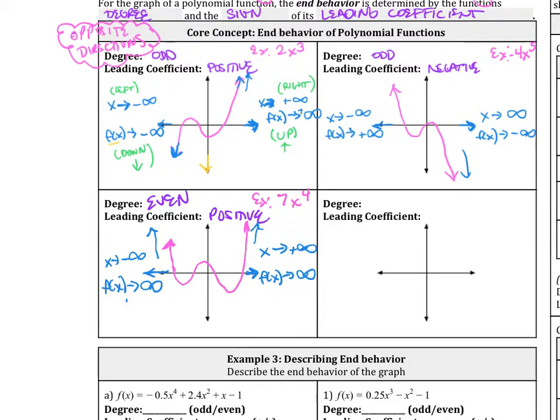Now, if the degree is still even, and the leading coefficient now is negative, I'll give us an example that hopefully we know really well. Let's say negative 6x squared. So even, and it's negative 6x squared, and so we kind of know what that graph looks like. So it's a parabola, and it opens down.